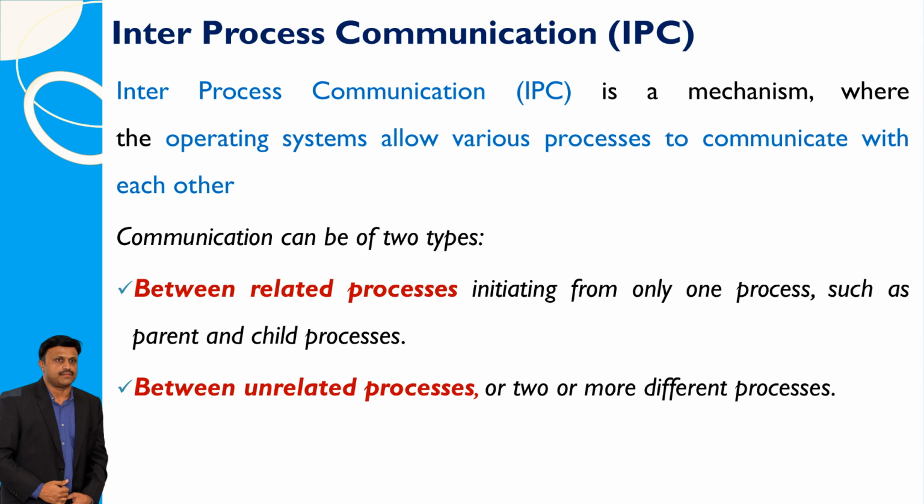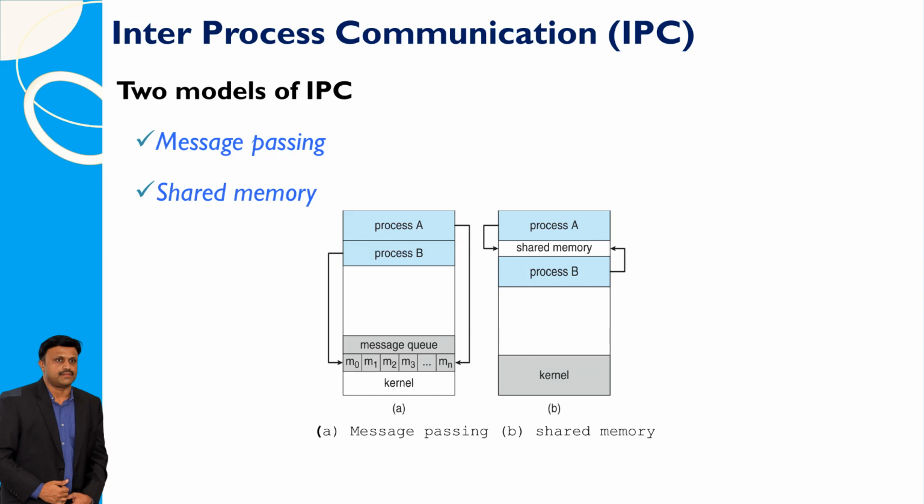There are two primary types of communication. First, communication between related processes, such as parent and child processes, where one process initiates the interaction. Second, communication between unrelated processes, enabling interaction between two or more distinct processes. Two primary models of IPC exist: message passing and shared memory.